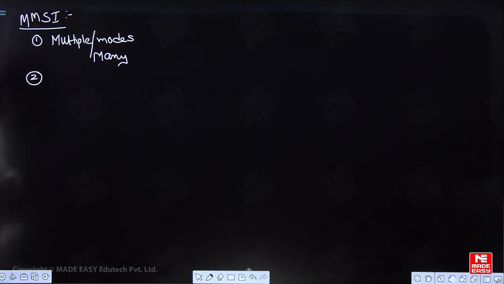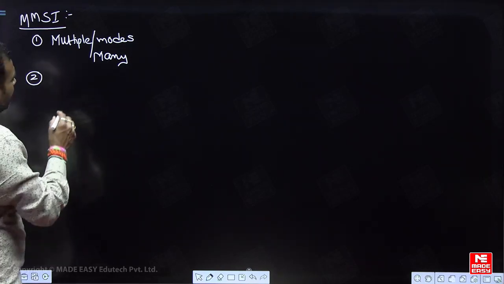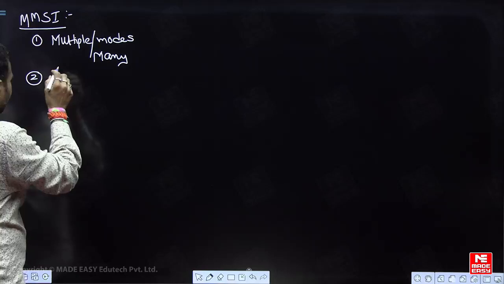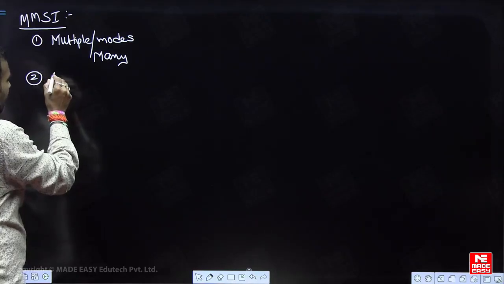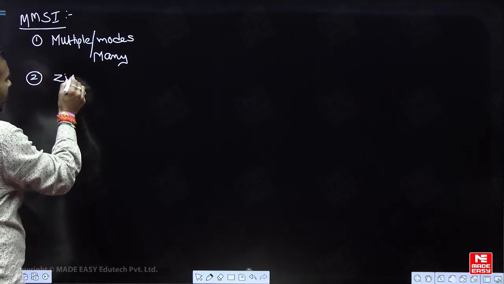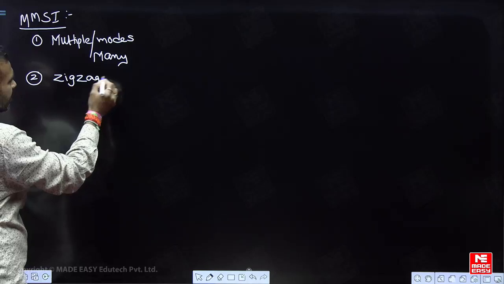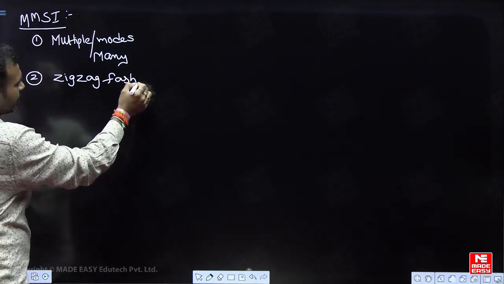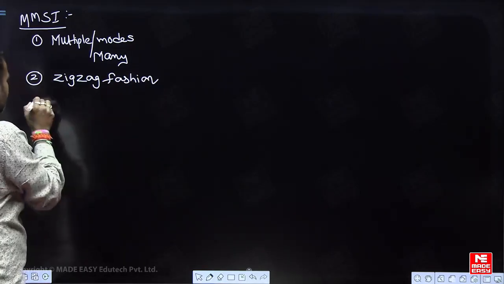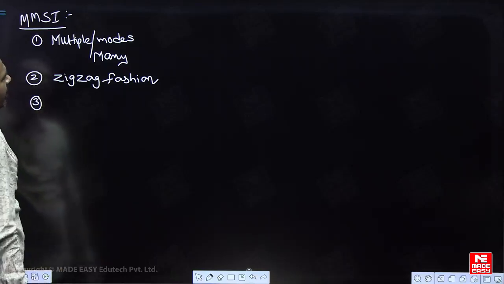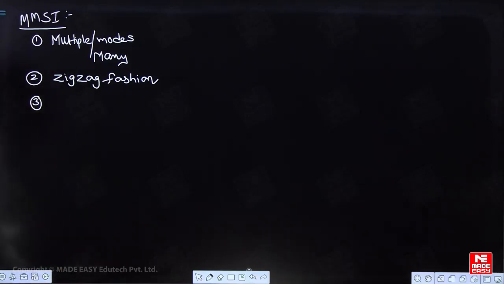When you talk about the MMSI fiber, there are multiple modes present. The next important thing we can see here is that they move in a fashion called zigzag fashion, many number of modes. Each mode will move in a zigzag fashion. And the third important point after the MMSI fiber is that they move in a zigzag fashion in different ways.